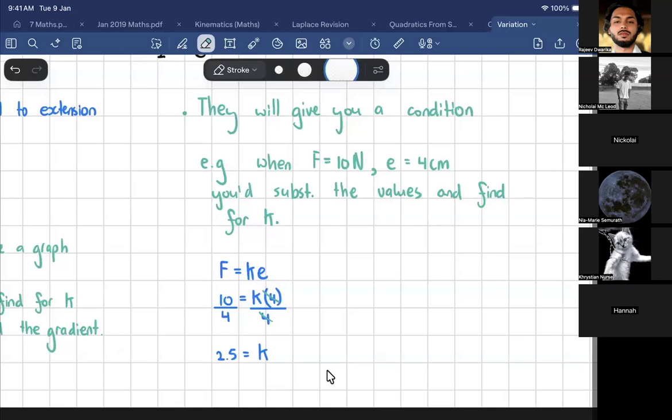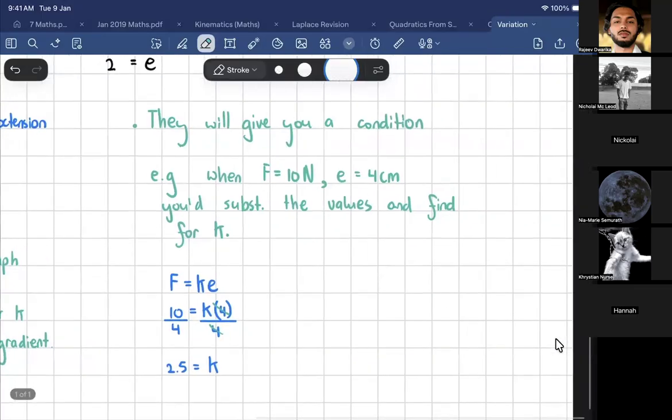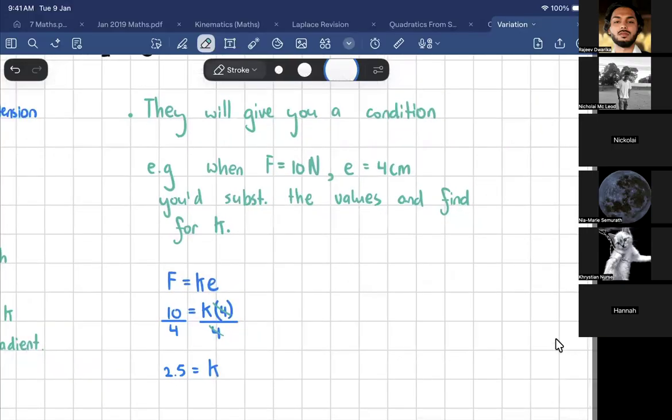Okay, I'm going to do a little checklist. From Form 5 people, do you all understand this? Kelani, you understand this? Like when you're doing directly proportional questions, CXC would typically give you a condition. You'd plug in the condition, and you'd find for k. What about the rest of the other Form 5 people? Yes, sir. Tough crowd today. Tough crowd.